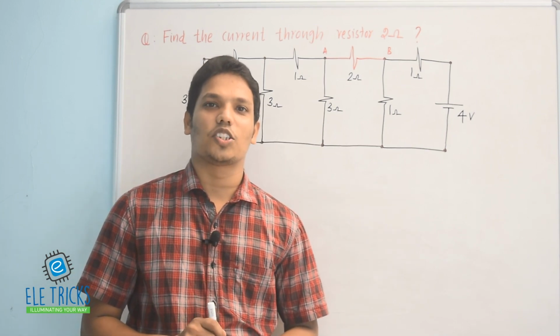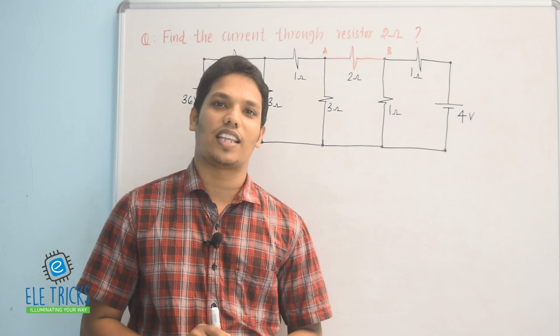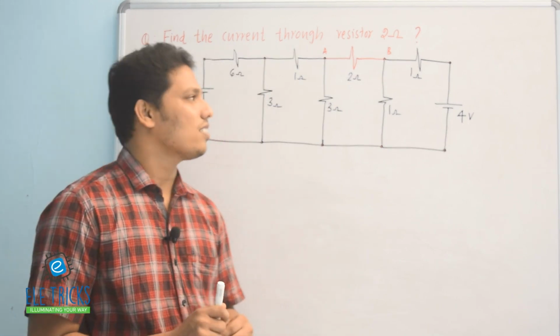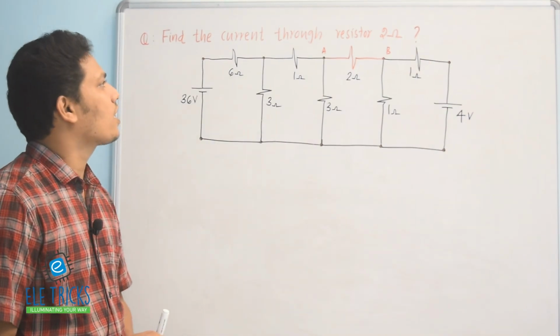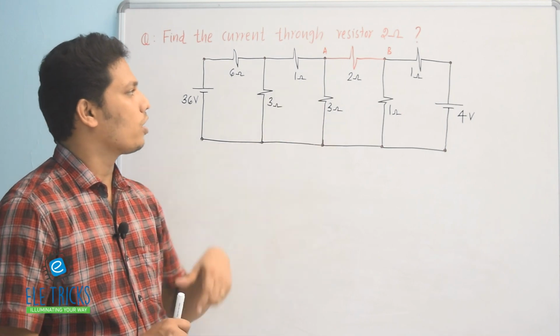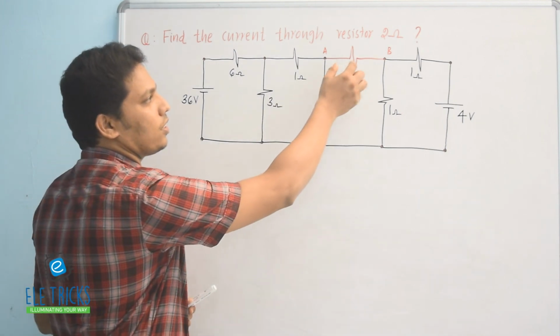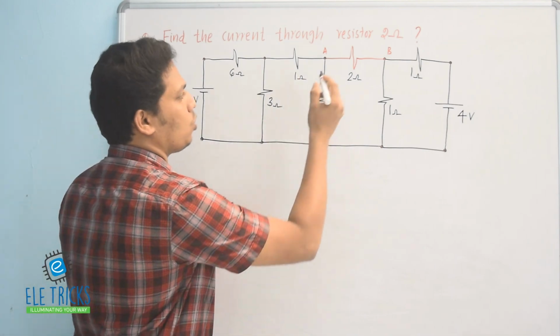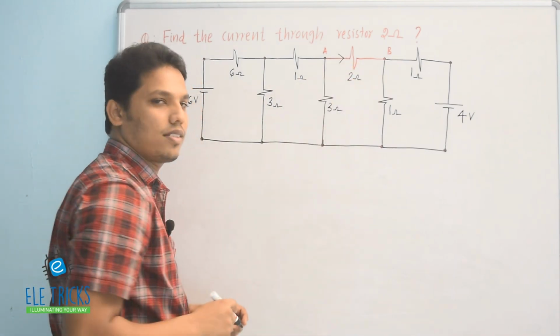Today we are going to solve a problem related to Thevenin's theorem in network analysis. Let's see the question: find the current through the 2 ohm resistance. The circuit is shown in the figure. I can mark it as the 2 ohm in red color. So my objective is to find the current through the 2 ohm resistance.